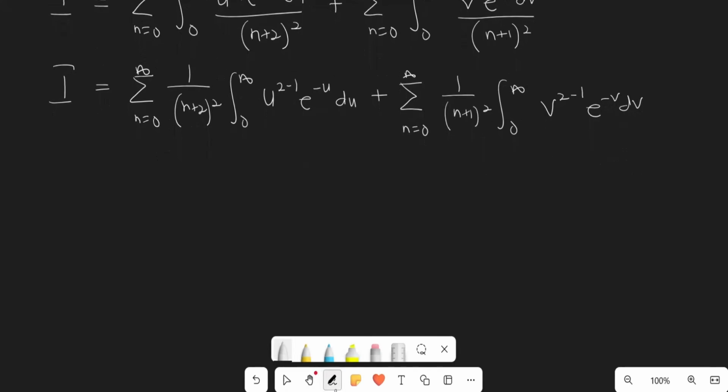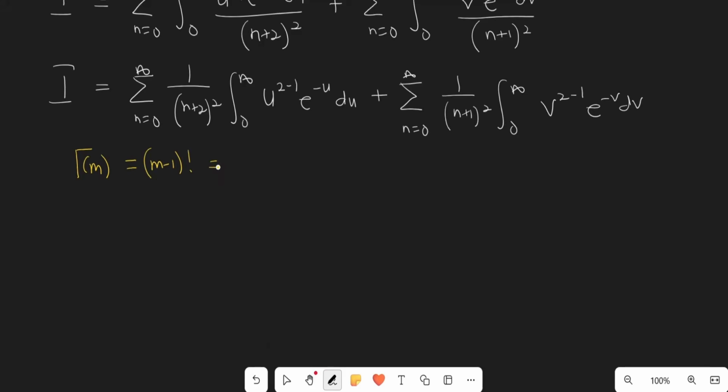Cool. Now we are going to compare this one to the gamma function. The gamma of a variable m is the same as m minus 1 factorial. This can be expressed as the integral from 0 to infinity of x raised to the power m minus 1 times e raised to the power negative x dx. This is the gamma of m, right?